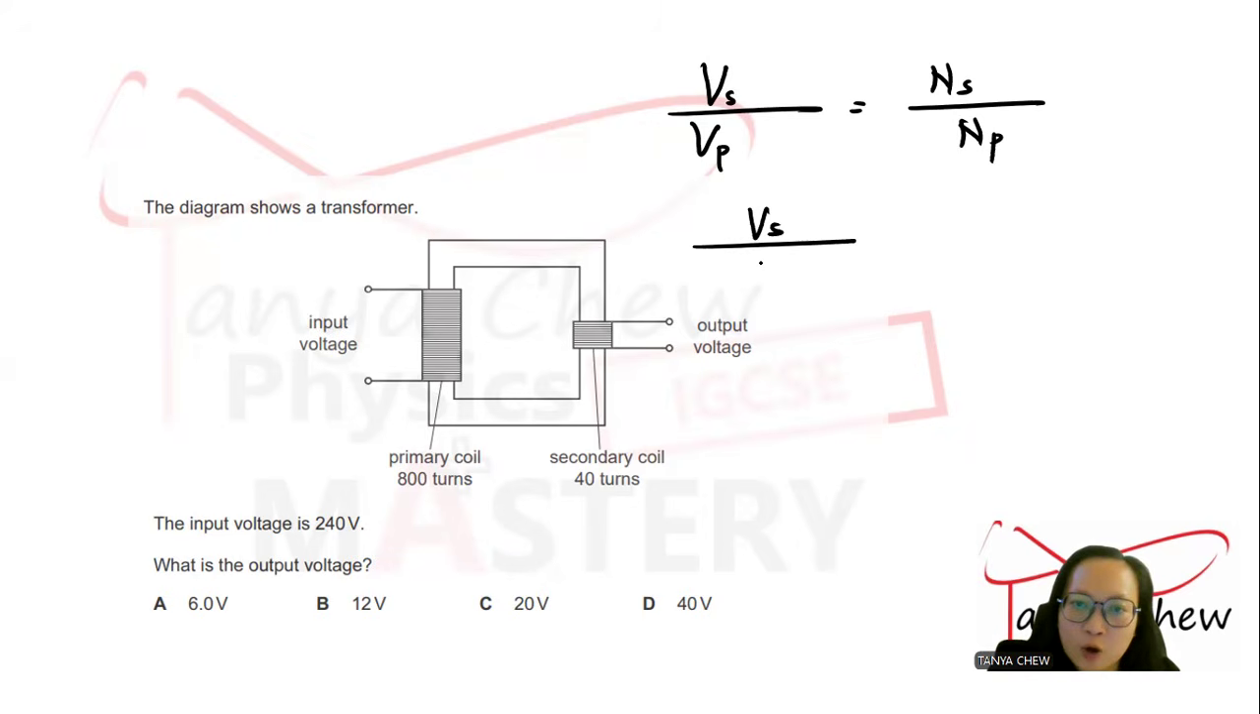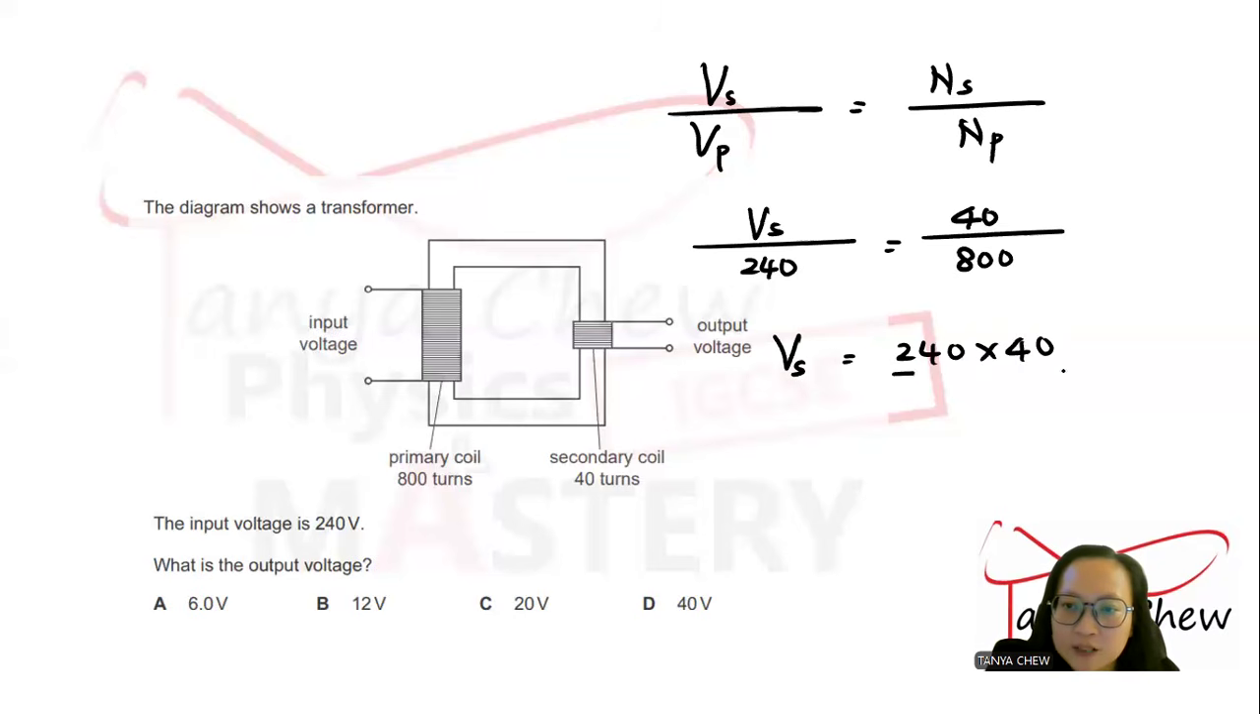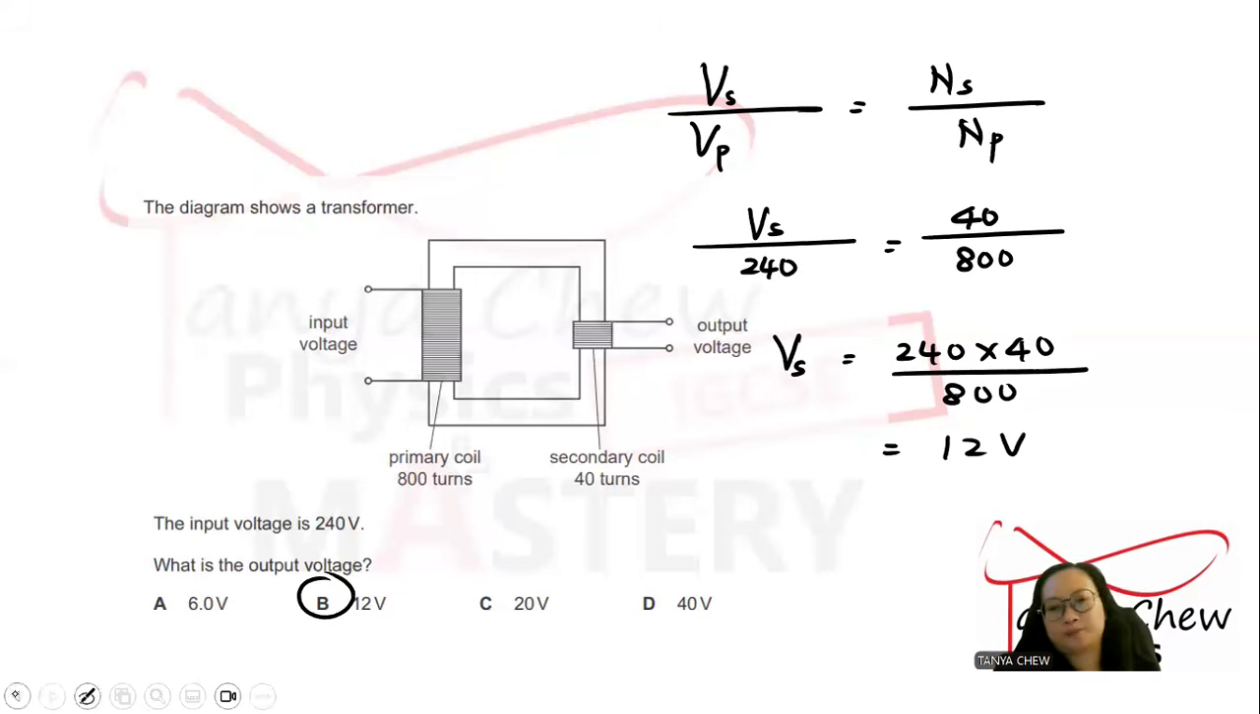Secondary voltage, I don't know, but primary voltage I know, which is 240. Number of turns in the secondary coil, which is 40 divided by 800. So secondary voltage or output voltage, 240 times 40 divided by 800. So you're supposed to get 12 volt. B is the answer.